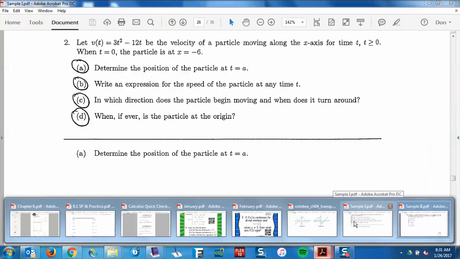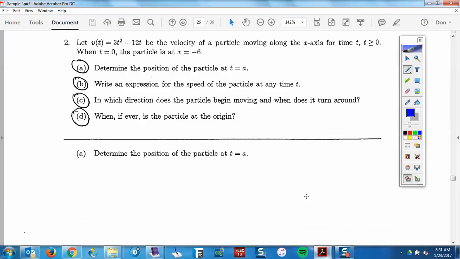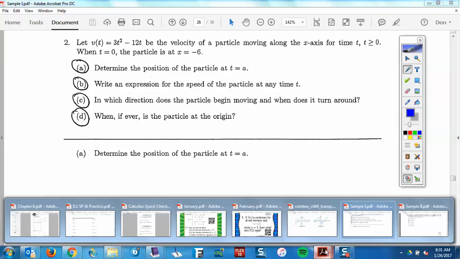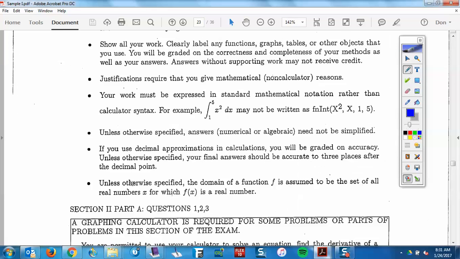Anything on sample 1 or sample 2? Sample 1.